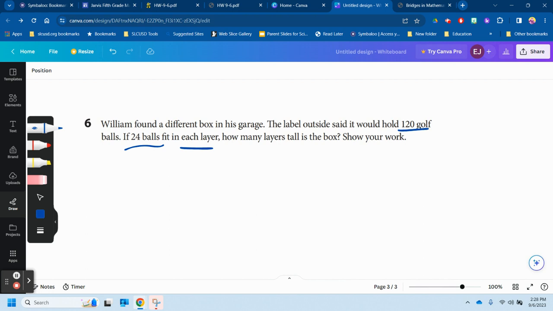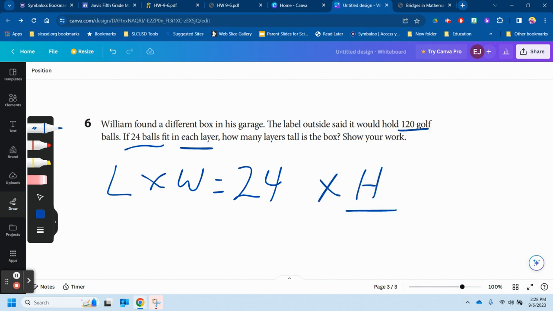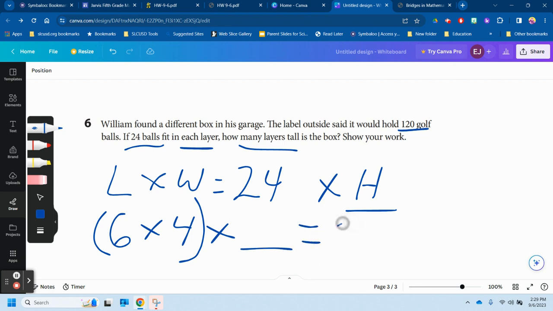So they have some kind of formula where the base, the length times the width, is equal to 24, and they just need to times the height. We don't know the height. We don't know the length or width either, but they're not asking for it. They just want to know how many layers, which is the height. We just want to know how high is the box. So this could be anything. This could be 6 times 4. This is the base, something times something is going to equal 24.